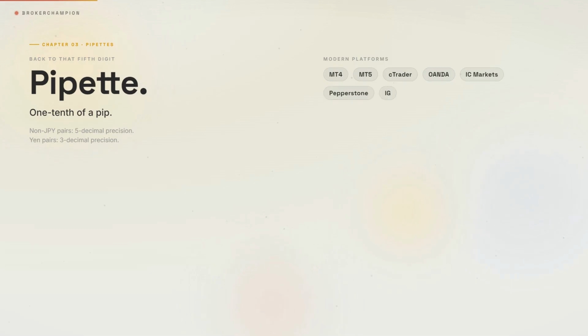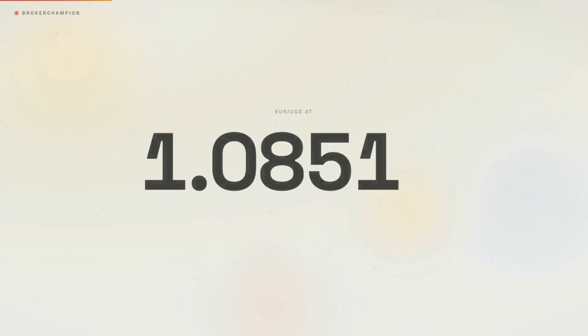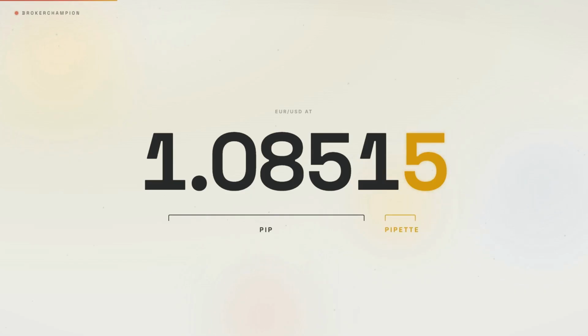Back to that 5th digit. It's called a pipette, and it's 1/10 of a pip. Most modern platforms, MT4, MT5, cTrader, the apps from OANDA, IC Markets, Pepperstone, IG, quote to 5 decimal precision on non-JPY pairs and 3 decimal on the yen ones. So EUR/USD at 1.08515, that trailing 5 is a pipette.